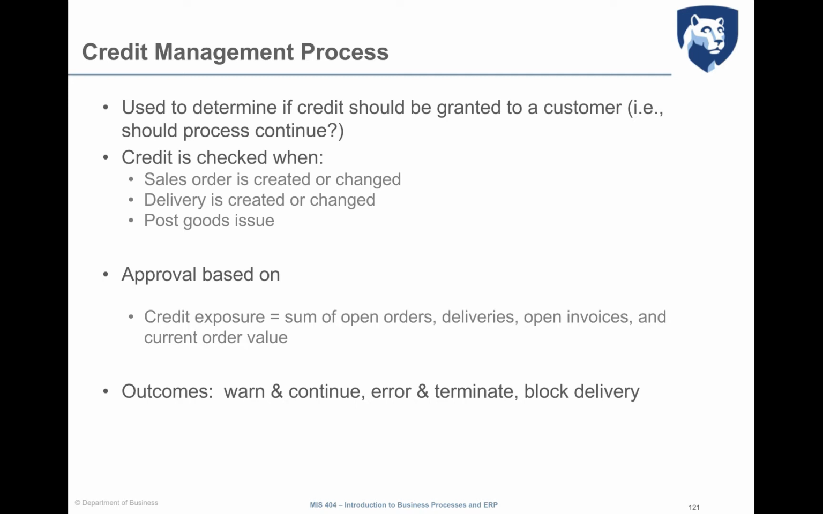Of course, when we evaluate the current exposure of a customer, the outcome can be different. Here is just an example. I just highlighted three possible options named warn and continue, error and terminate, and block delivery. Warn and continue means that you warn the user even if you allow the process to continue. So you warn that the credit exposure has increased, but you continue to manage the process.